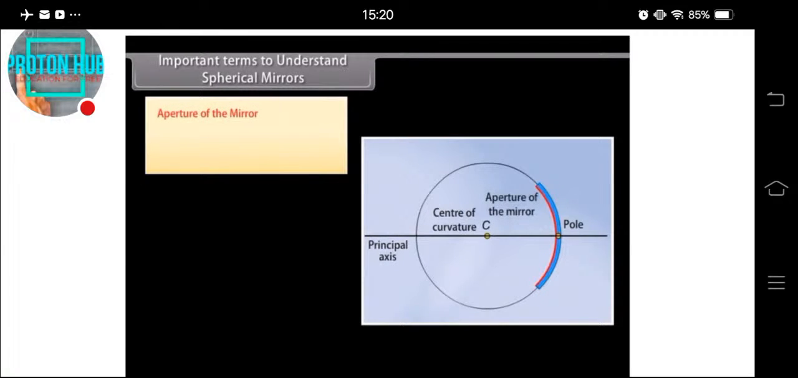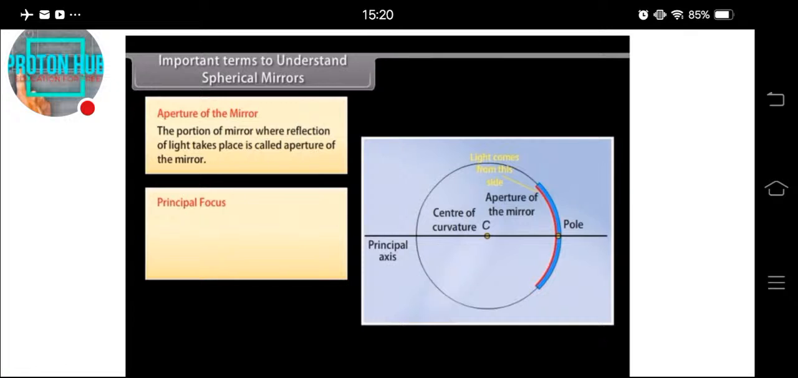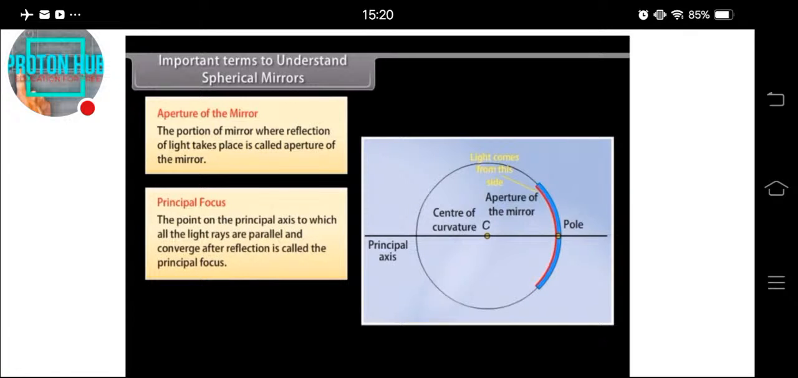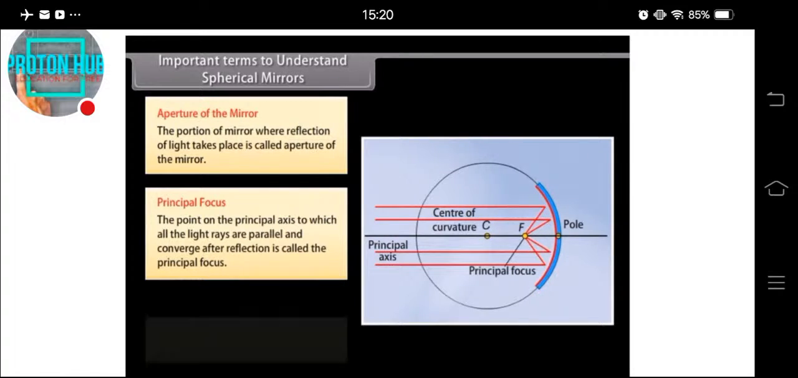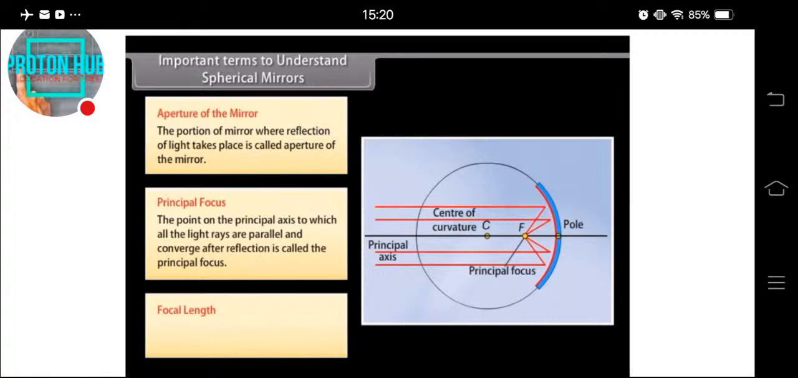Aperture of the mirror. The portion of mirror where reflection of light takes place is called aperture of the mirror. Principal focus. The point on the principal axis to which all the light rays parallel to the axis converge after reflection is called the principal focus. Focal length. It is the distance between the pole and the principal focus.